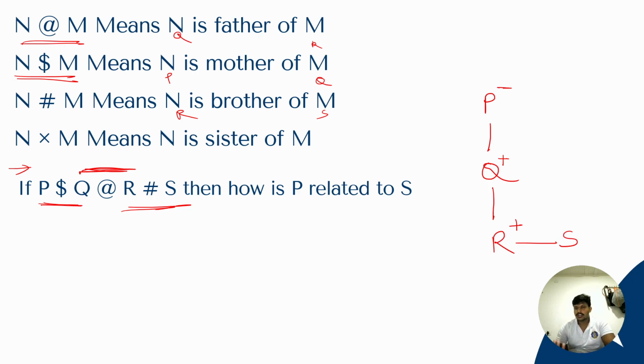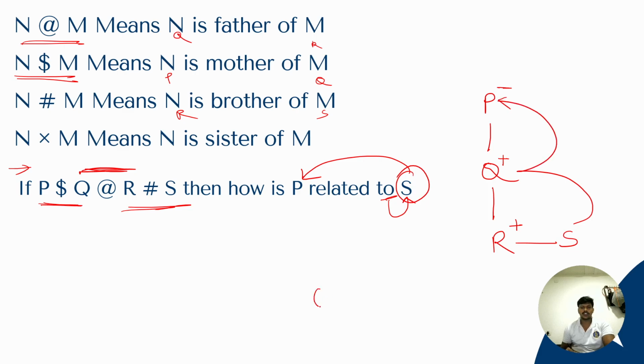Now, how are you going to answer the question? Whoever comes after 2, assume you are S. So if you are S, how are you going to call P? If I am S, P is my father's mother. So father's mother is none other than your grandmother. That's how you are going to solve these kinds of problems.